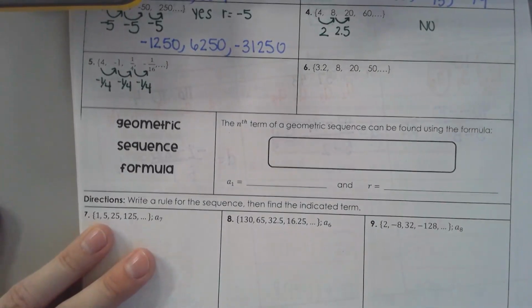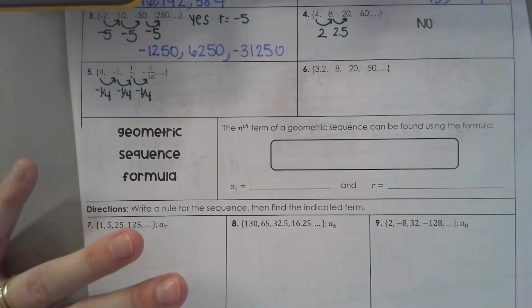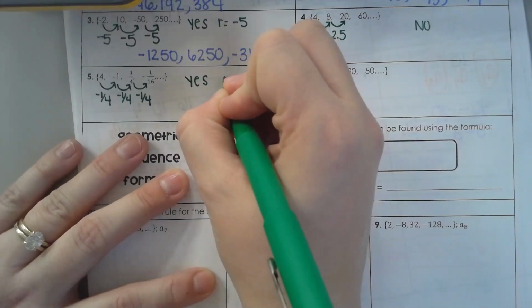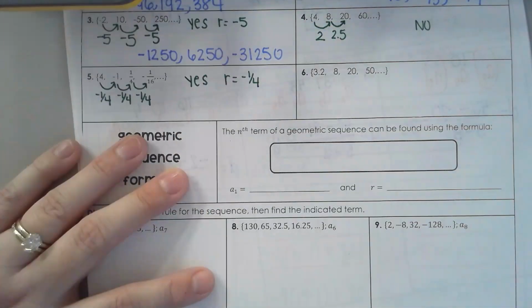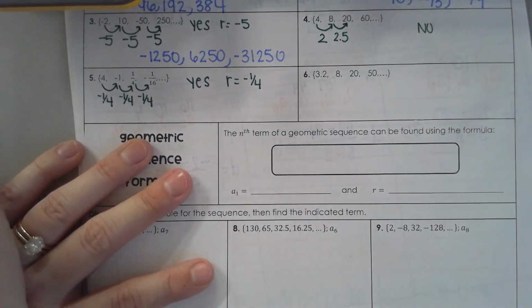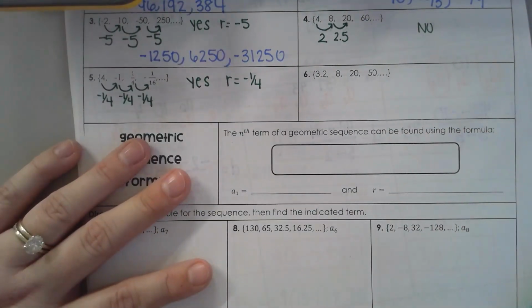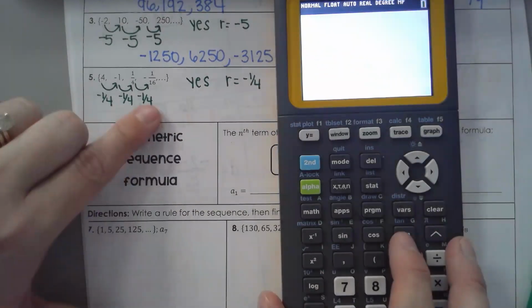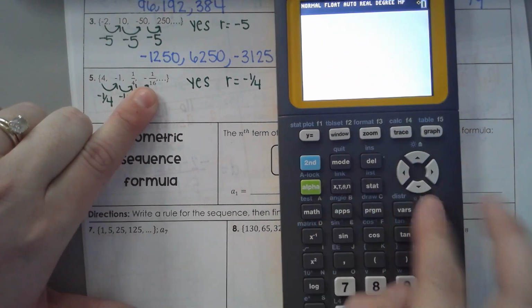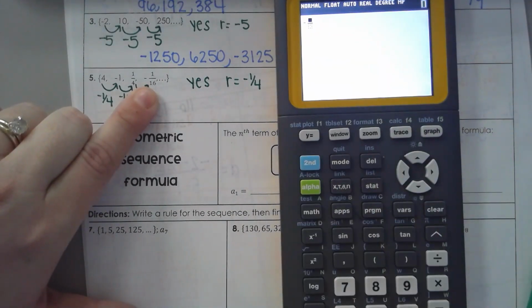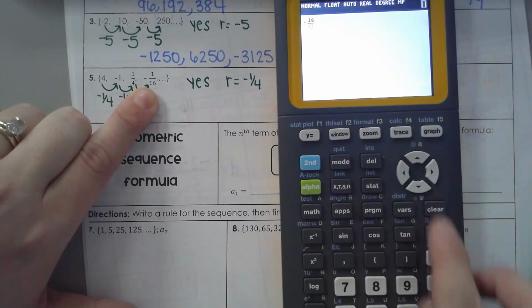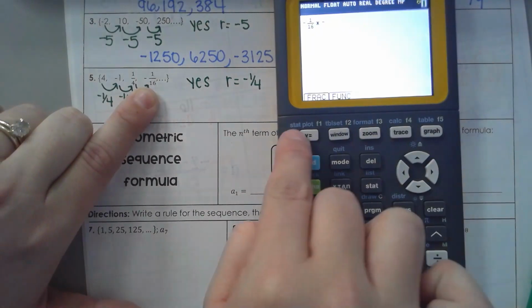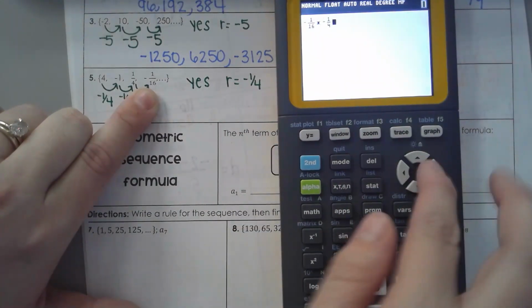So it multiplied by -1/4 all the way across. So yes, it is geometric. My R is -1/4. And then I've got to keep this pattern going. So, whoops, negative 1 over 16 times negative 1/4.